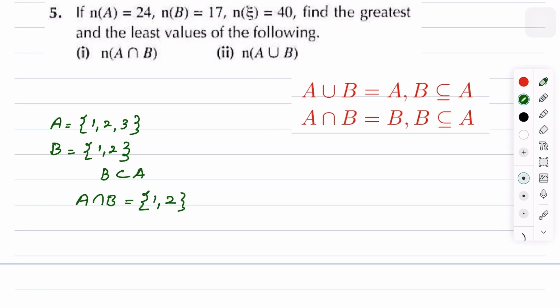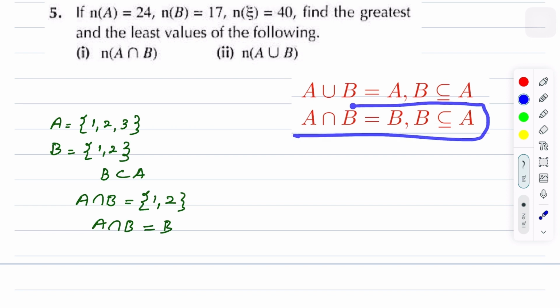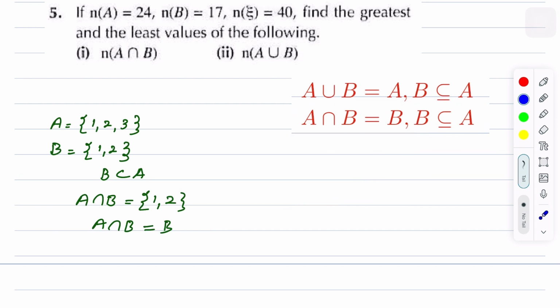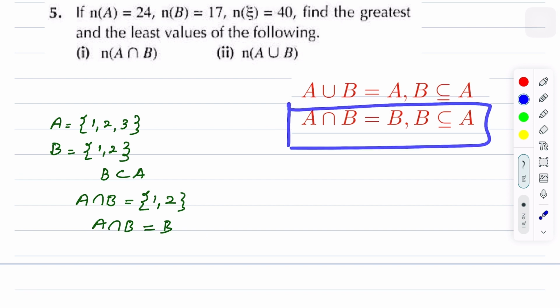So clearly there are two elements in A intersection B. Now 1 and 2, they are present in set B. So instead of writing this, I can also write A intersection B is equal to B. Now if you look at this, they are saying exactly the same thing. Whenever B is a subset of A, then the intersection of these two sets will always give you the smaller set. So we have proved this property.